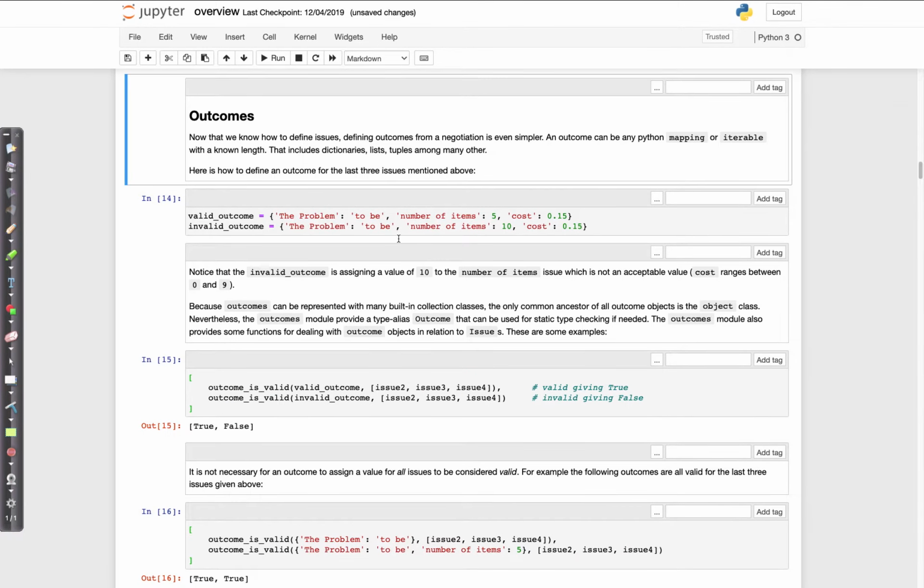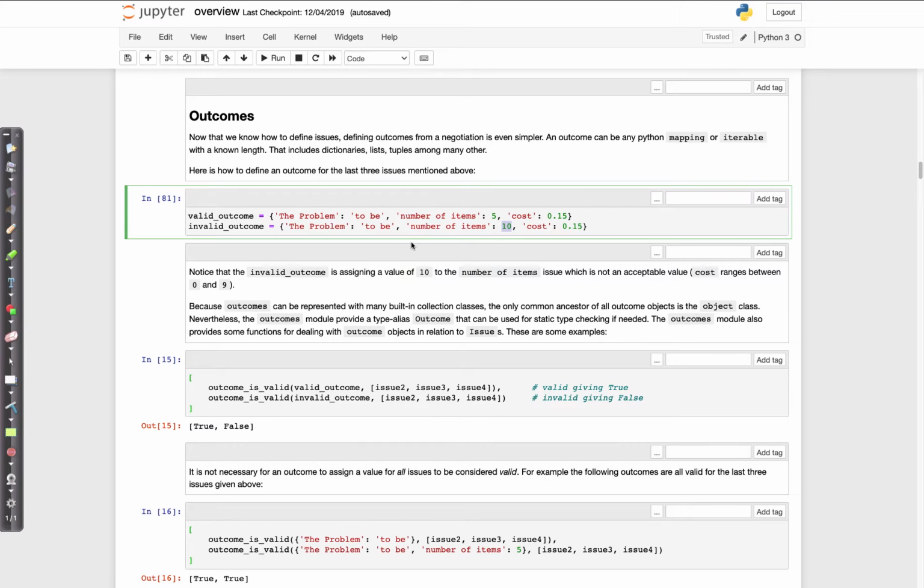The second thing we spoke about was outcomes. What is an outcome? It's a complete assignment to the set of issues. So here, the first one is a valid outcome to an issue space with two issues. It's a dictionary, and the keys are the names of the issues, and the values are the values of these issues. Notice that this outcome, which we call invalid outcome, is invalid because the number of items issue had a value 10, but when we defined it, it had the values from 0 to 9 only. So that's an invalid outcome.